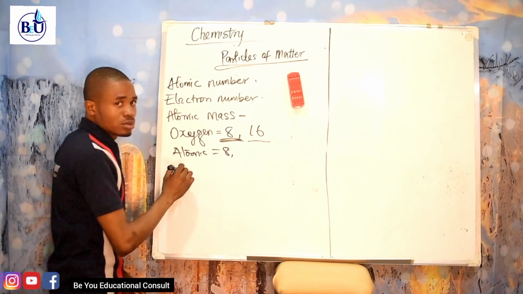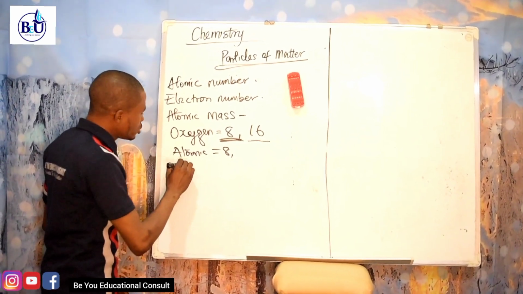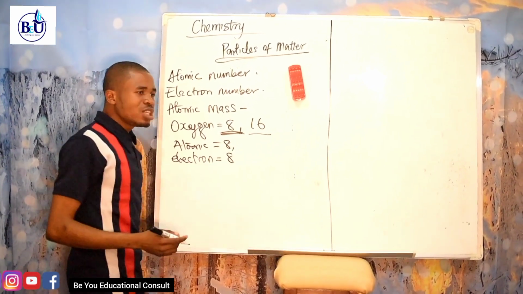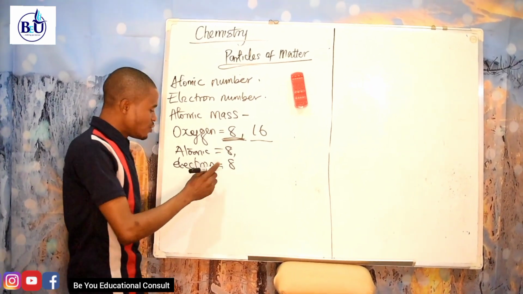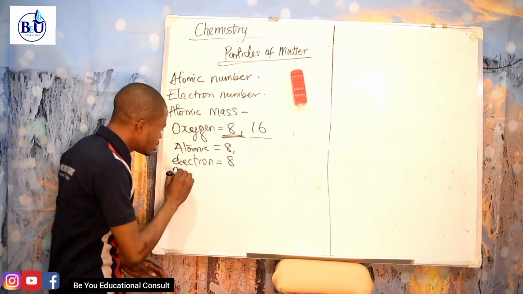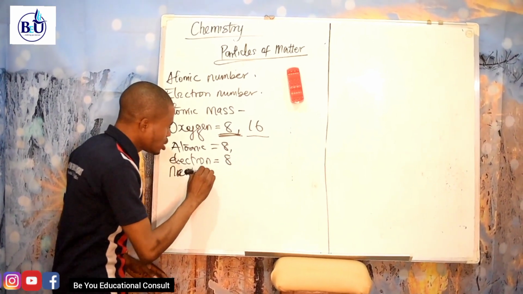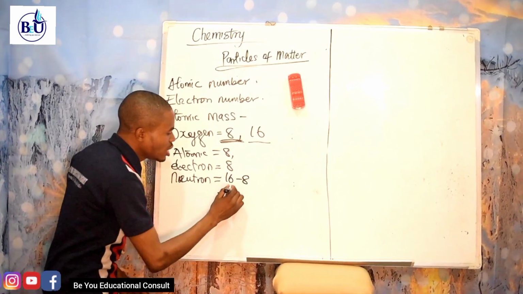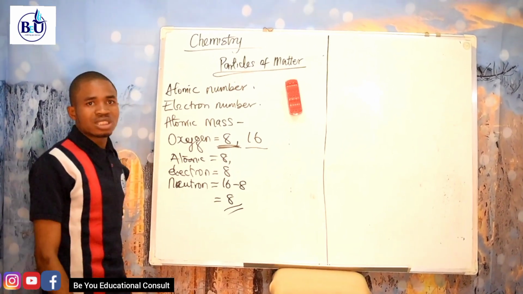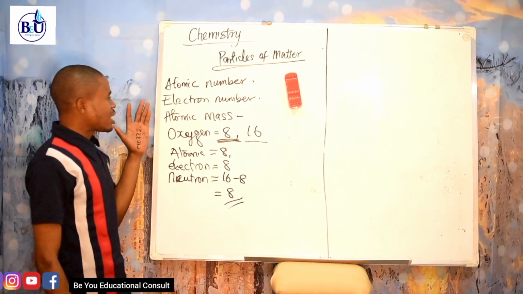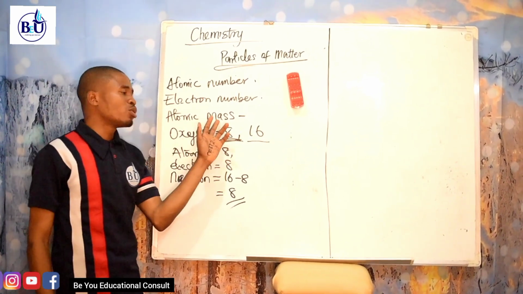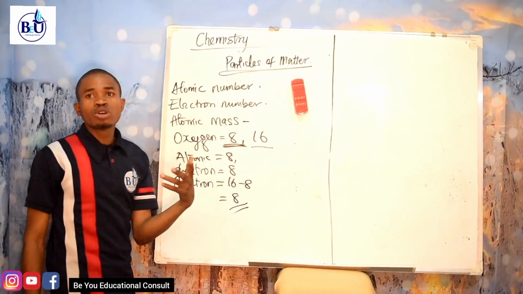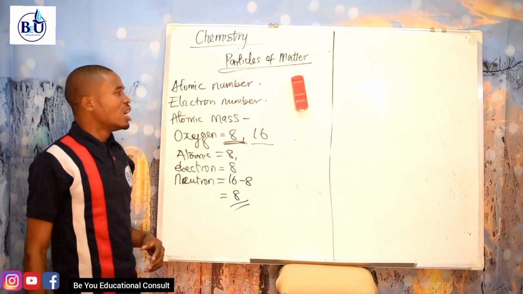And the electron number will also be 8. But the difference is that this is positive and this is negative. While the neutron number will now become equal, since 16 minus 8 gives you 8. That means the neutron number is 8. So that's what we talk about when we talk about atomic mass. Remember I told you that atomic mass can also be called mass number, atomic number can also be called proton number, then we have electron number.